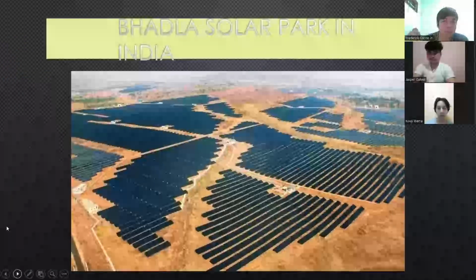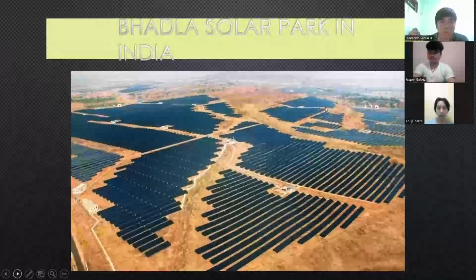Here we have an example of a big solar cell plant, the Bhadla Solar Park in India.